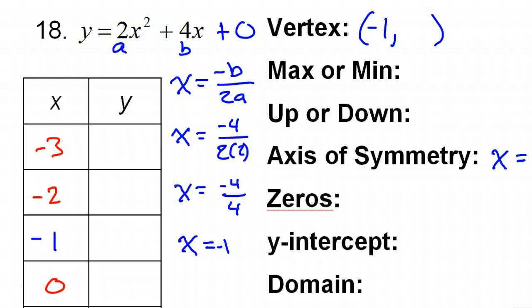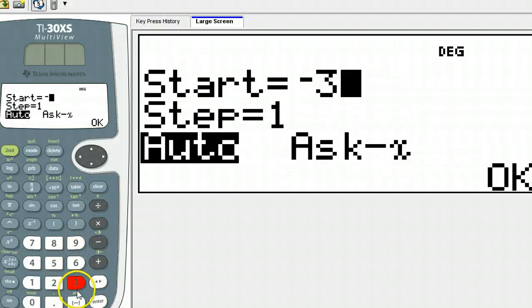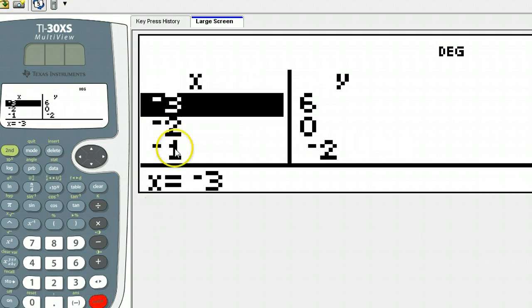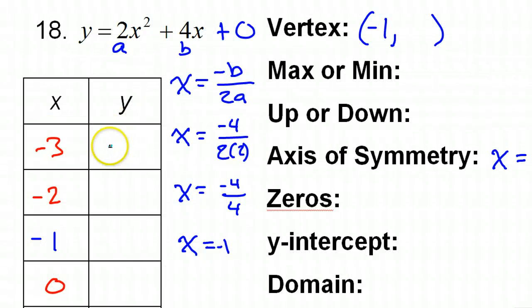Okay, where do we want to start? Let's start at negative 3. All right, I could have just scrolled there. But either way, make sure your table is starting at an x value of negative 3. So I've got 6, 0, negative 2. So I've got 6, 0, and then negative 2.